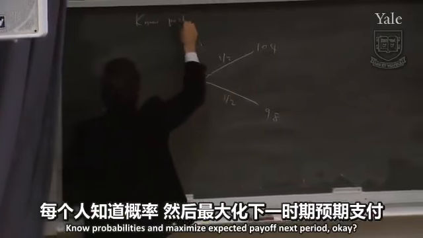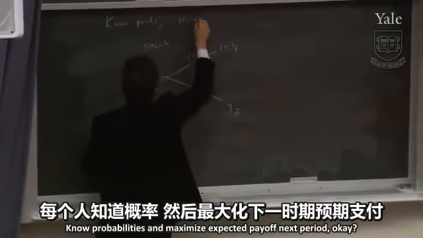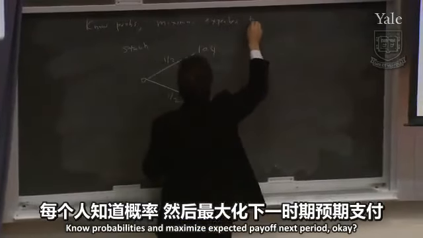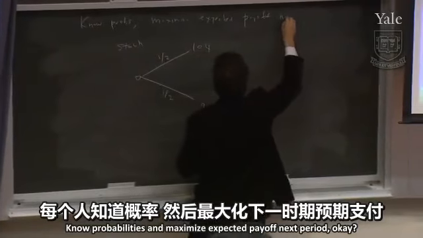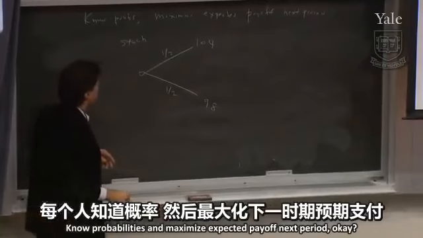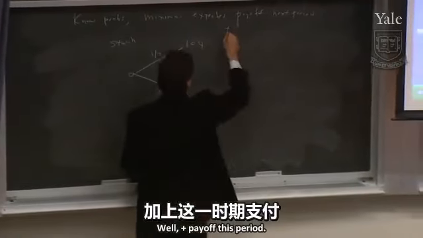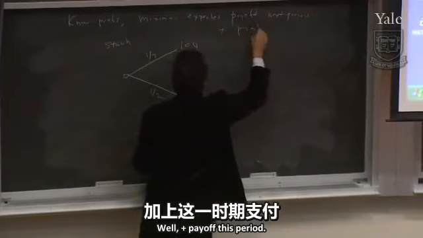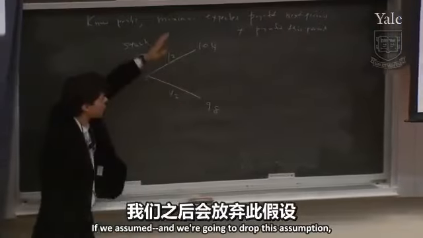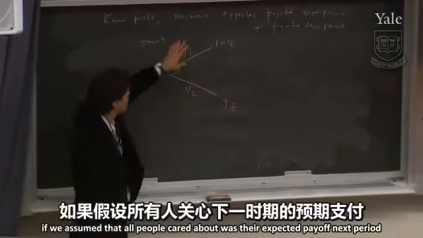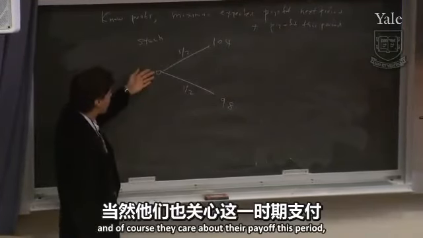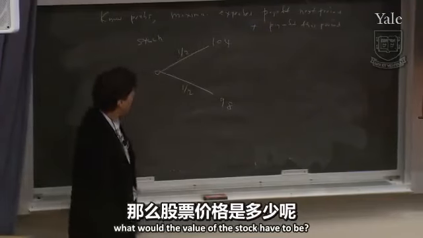And we assume that everybody knew the probabilities and maximized expected payoff next period, plus payoff this period. If we assumed, and we're going to drop this assumption, but I'm going to keep it for a little while, that all people cared about was their expected payoff next period, and of course their payoff this period, what would the value of this stock have to be?